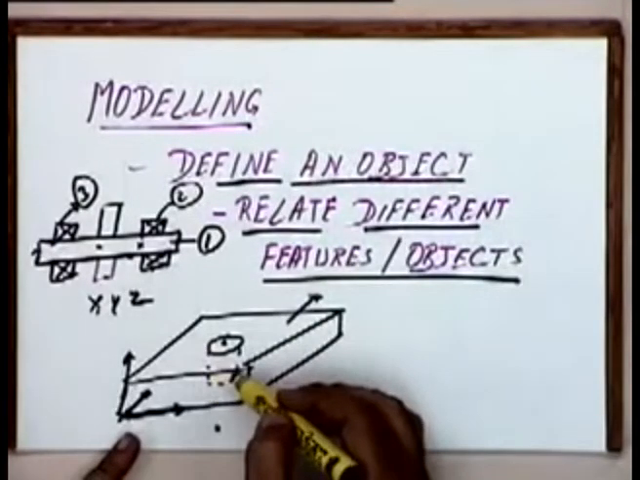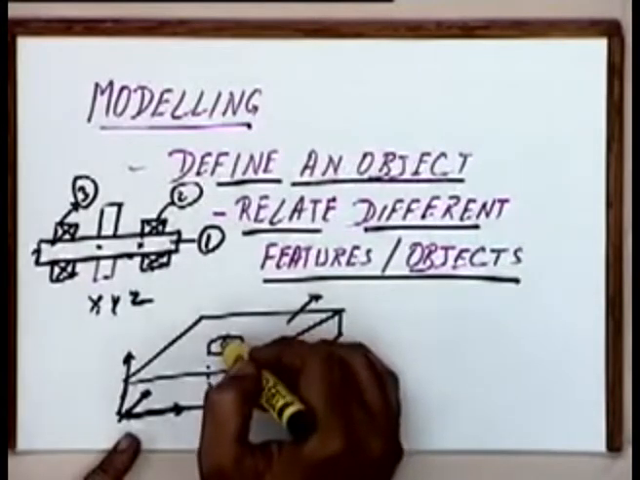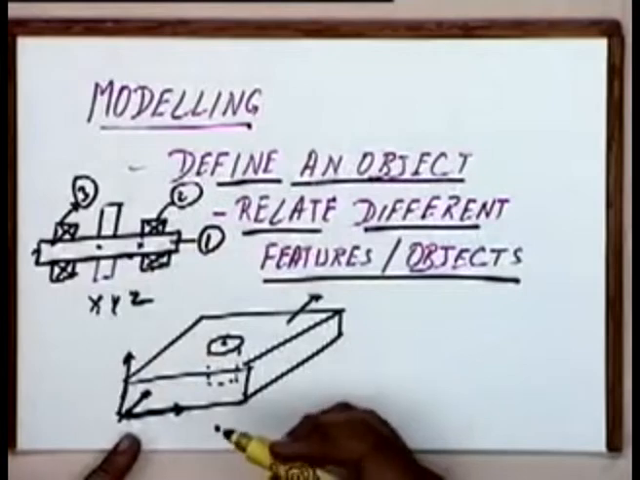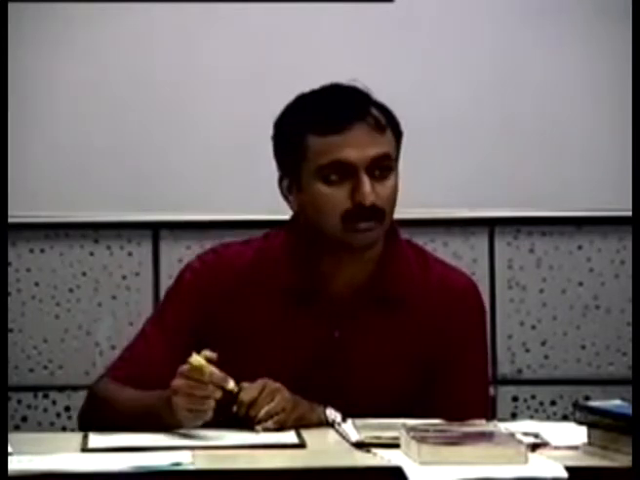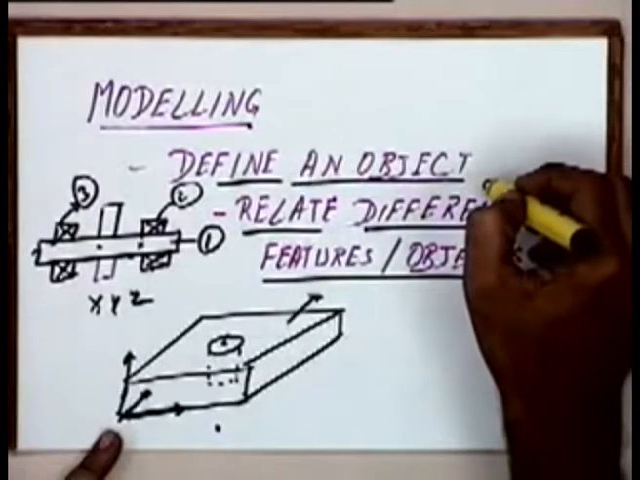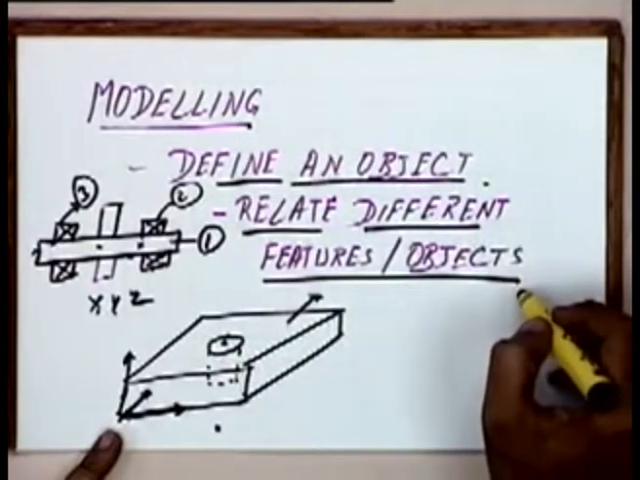Unless I know that this hole is at the so and so location, is a vertical hole and is a through hole, unless I know all this, I cannot get the manufacturing sequence for it. For finding out the manufacturing sequence for making a hole, I need to know the location, the direction of the hole, and how deep it is. So unless all that is known to me, I will not be able to use this model for any realistic purpose. That is why we say that when we are talking of defining an object, we have to relate different features of the object.